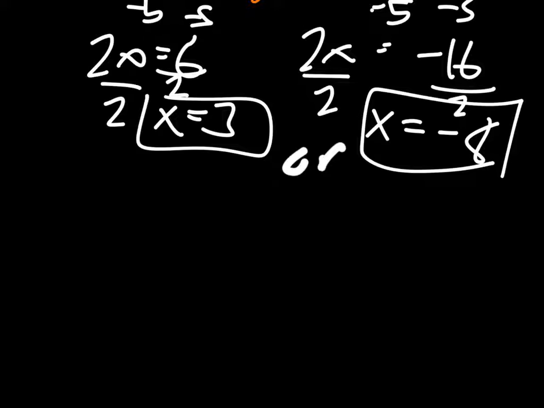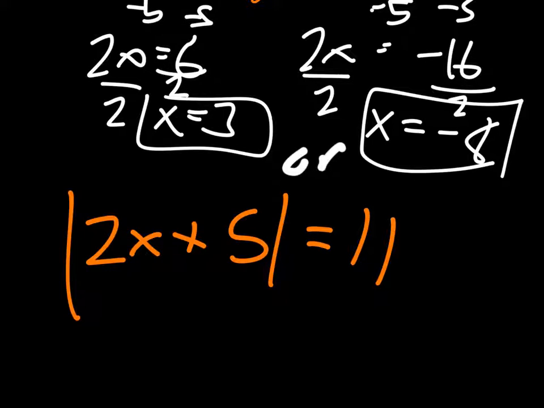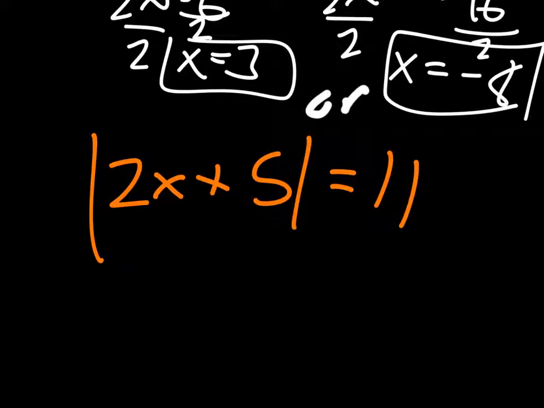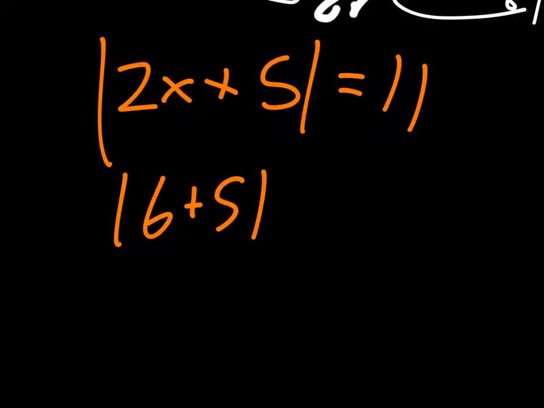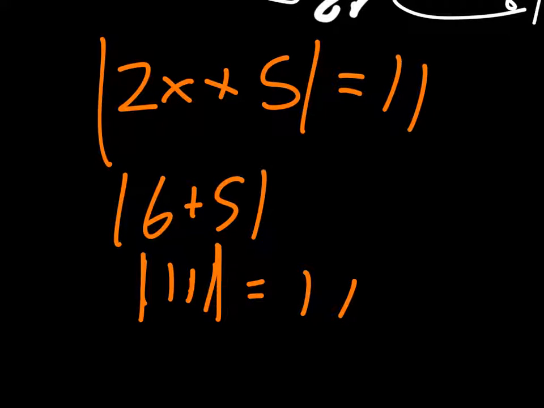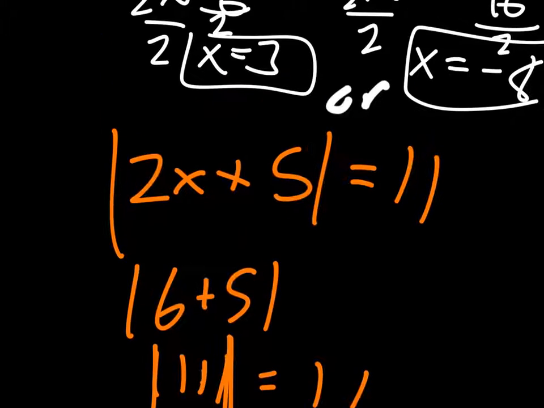Because I'm going to prove it to you real quick. If we have the absolute value of 2x plus 5 equaling 11, let's plug 3 in. We have 2 times 3 gives us 6, plus 5. The absolute value of 6 plus 5 is 11. The absolute value of 11 is 11. That just looks like 4 lines equaling 2 lines, huh? It's funny. Anyway, the absolute value of 11 equals 11.